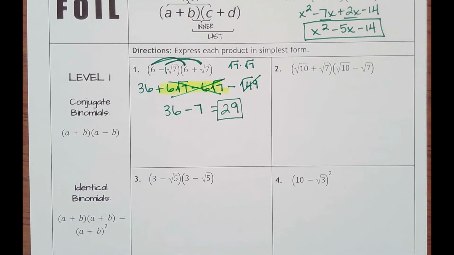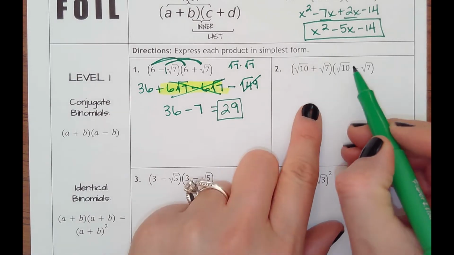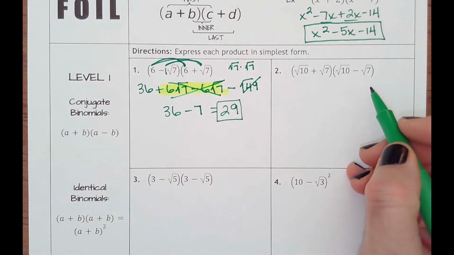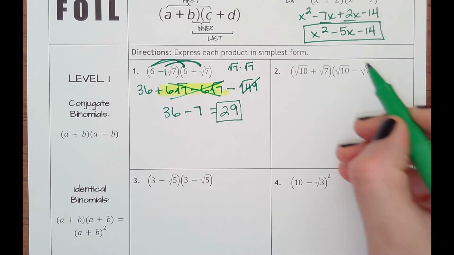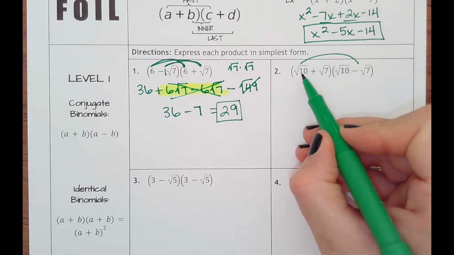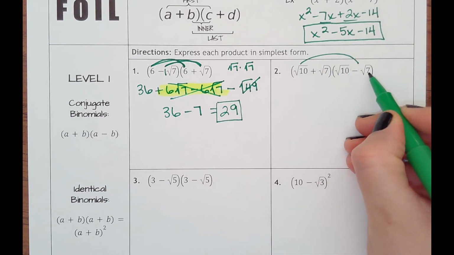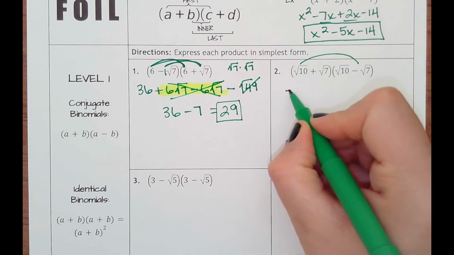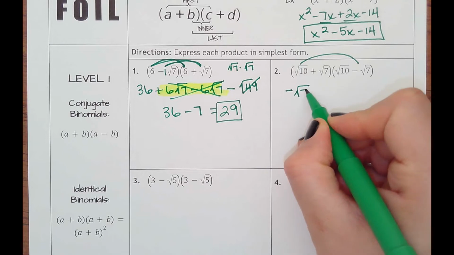Number 2 is the same setup. The only difference is you've got numbers all under radicals and nothing in front. Okay, so if you want to pause this one, you can try it on your own. First would be square root of 10 times a negative square root of 7. So this would be a negative 1 times, there is a 1 in front. So that's a negative square root of 70.